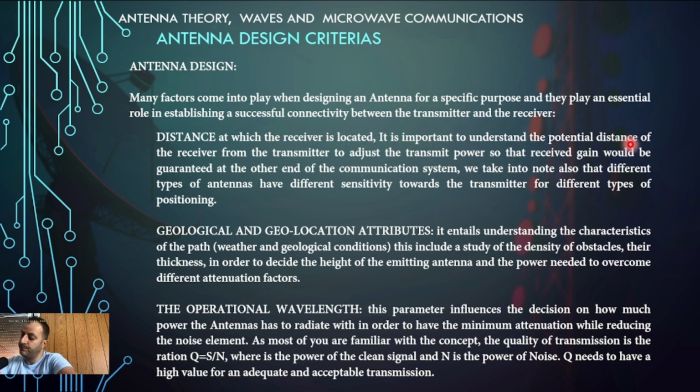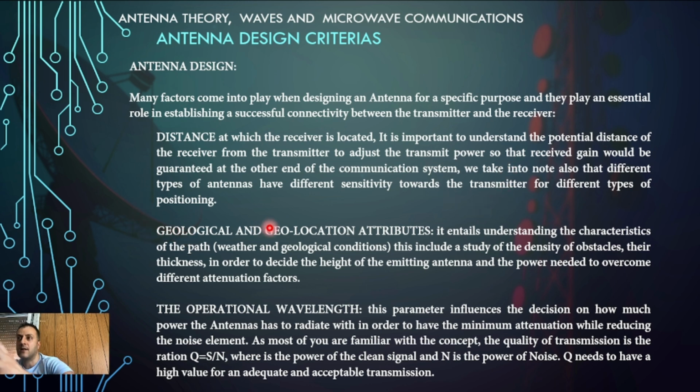It is important to understand the potential distance of the receiver from the transmitter to adjust the transmit power so that the received gain would be guaranteed, would be effective at the other end of the communication system. So we take into note also that different types of antennas have different sensitivity toward the transmitter. That's why, by the way, for microwave communications, the best design for an antenna would be a dish antenna, a parabolic one. Why? Because it has a higher area which can focus the received signal to the receptor. Okay, and this larger surface can increase the received gain of the signal.